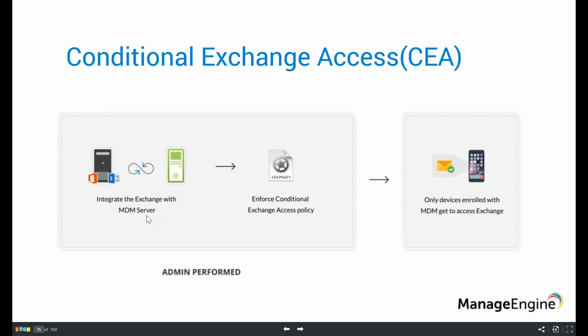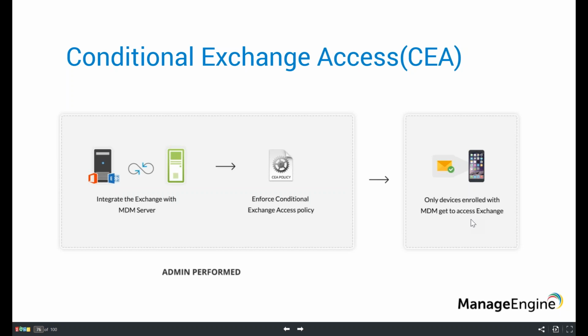This is how conditional Exchange access works in MDM. Firstly, you integrate Exchange with the MDM server by adding your Exchange account. Then you enforce the conditional Exchange access policy. Once that is done, only devices that are enrolled with MDM get access to Exchange.